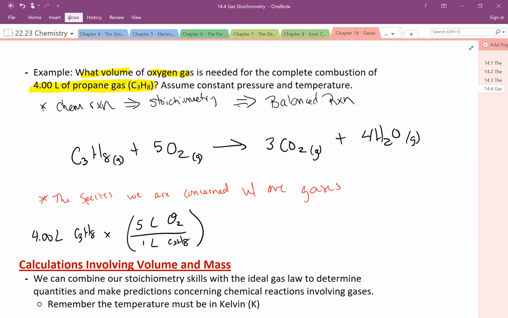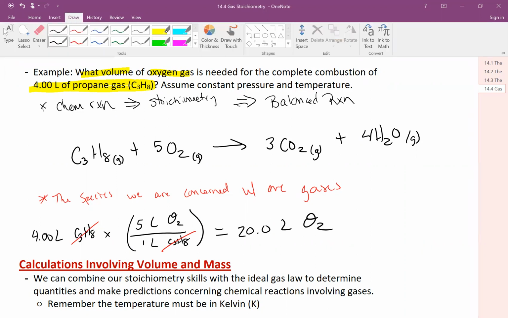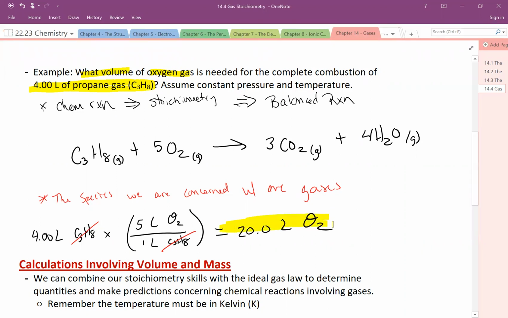And so with my units here, I can cancel out liters of C3H8, and I'm going to be left with oxygen, which is the quantity and species that I'm searching for. And so 4.00 times 5 over 1 is going to get me an answer of 20.0 liters of O2. And that is the amount of oxygen gas that would be required to combine with 4 liters of propane.